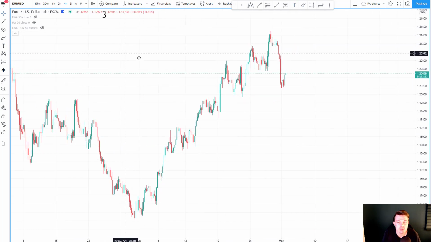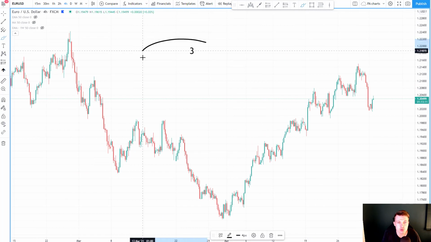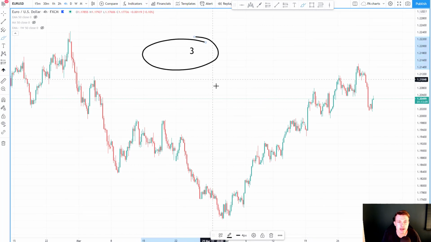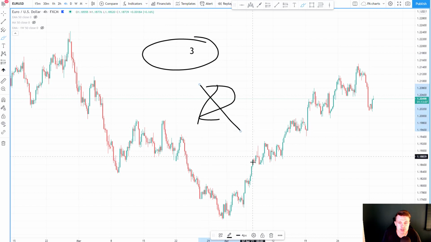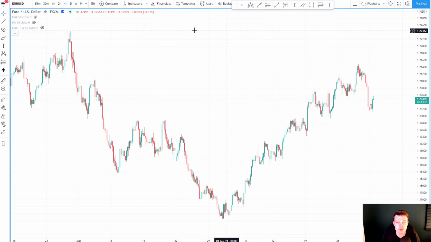A trendline needs 3 points to accurately describe a trendline. 2 is not enough because you can always connect any 2 random points on a chart. 3 is the magic number. If you don't have 3 touch points on a trend line, you don't have a trend line.